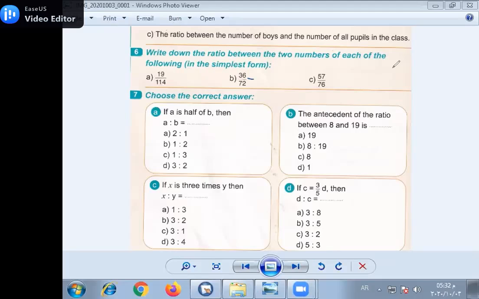57 is divisible by 3, yes. But is 76 divisible by 3? No, because 7 plus 6 is 13, and 13 is not in the times table of 3. So we can't divide by 3 in this ratio.